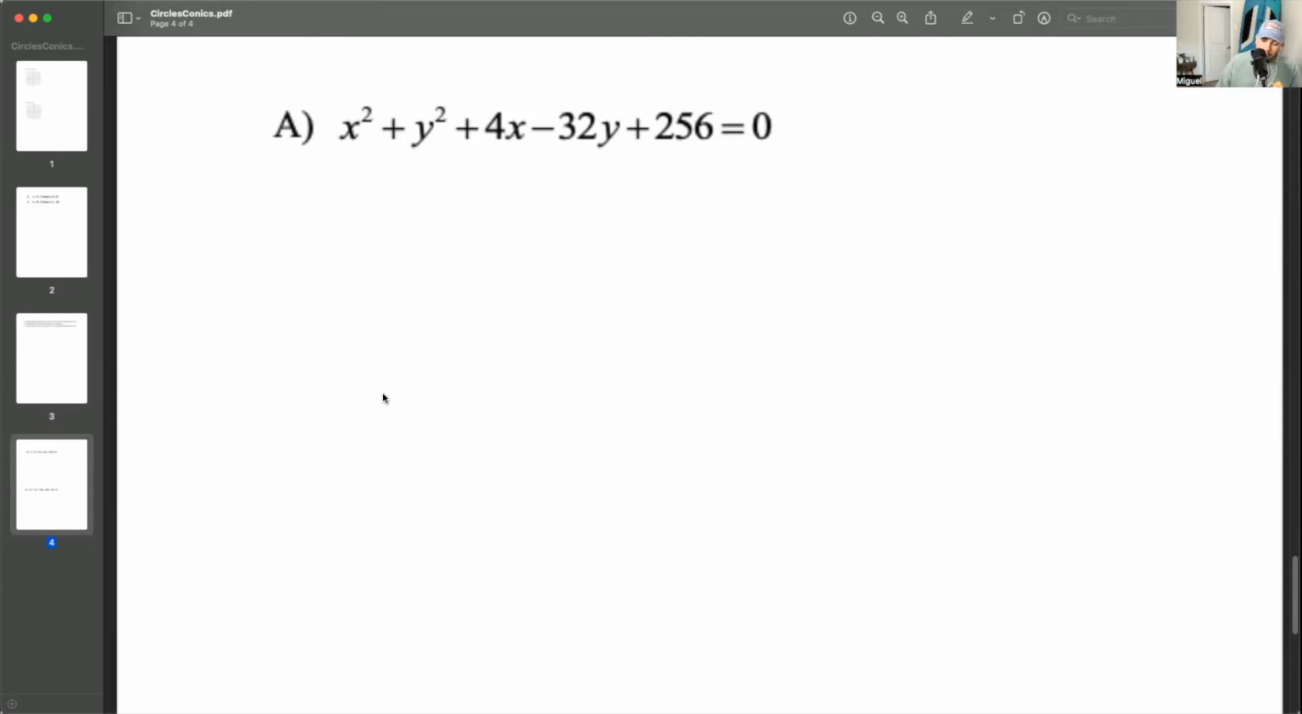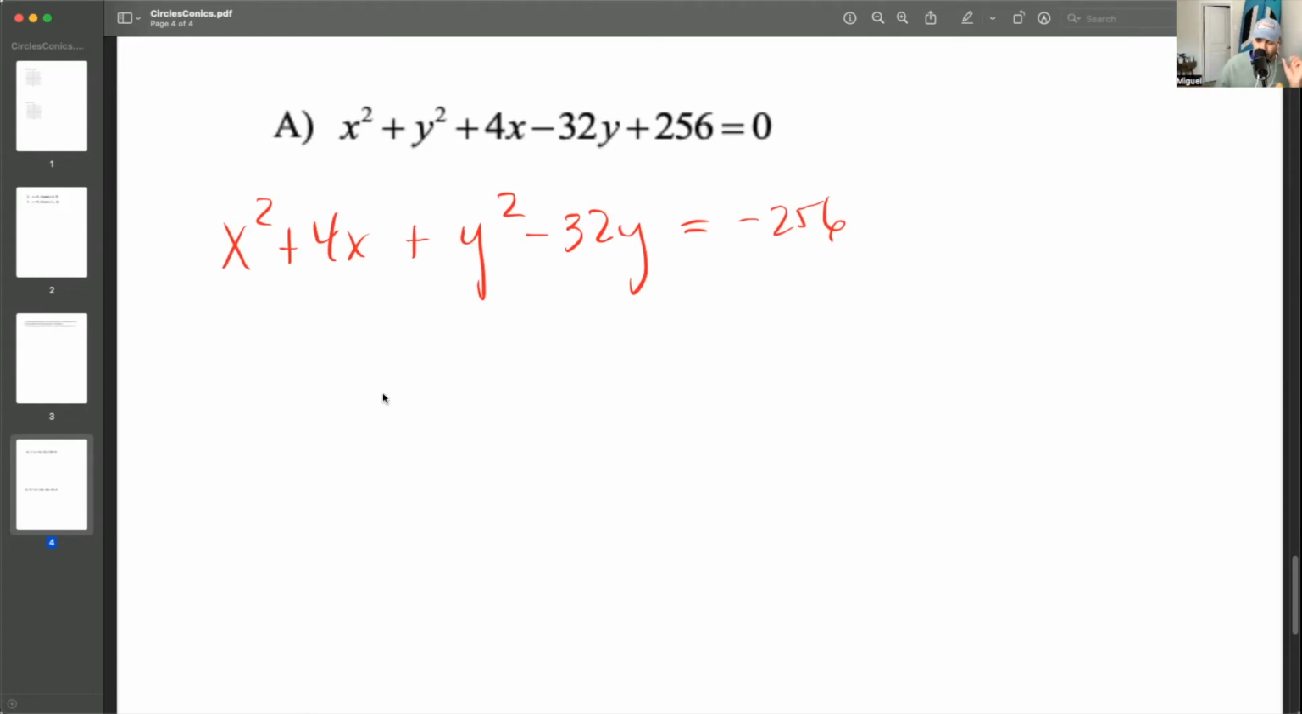So how do we do that? The very first thing I would suggest is to combine all the x's together. Put them right next to each other. I have an x squared plus 4x, and I have a y squared minus 32y, and I'm just going to move the 256 to the other side and make that negative 256. I kept saying put the x's next to each other, not necessarily combine them, because the x squared and the x can't combine. Same thing with the y squared and the y.